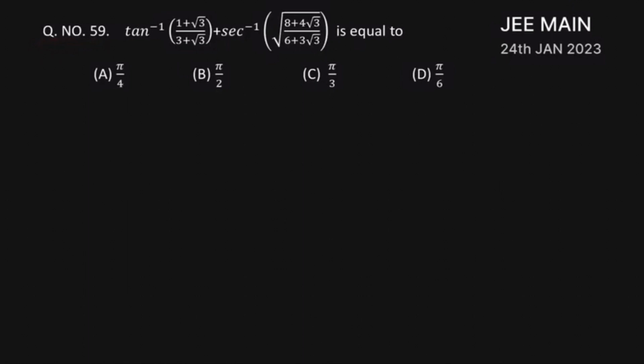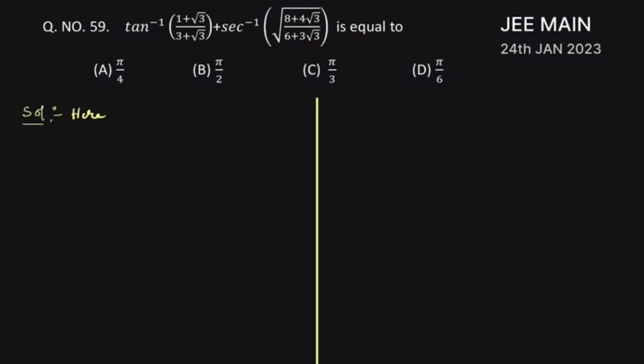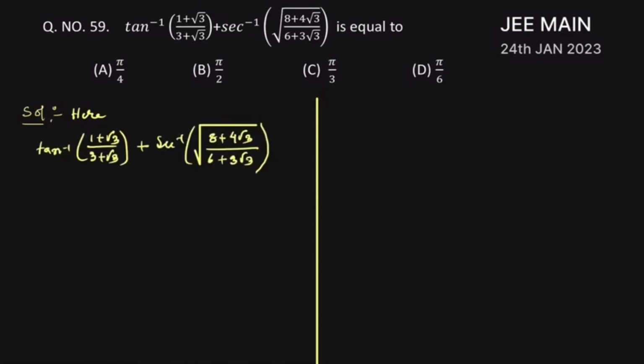We have to find the value of tan inverse of this plus sec inverse of this. Let's see the solution of this question. So here we have to find the value of tan inverse of this plus sec inverse of this. First of all, we simplify this part and this part here, which is (1 plus root 3) divided by (3 plus root 3).